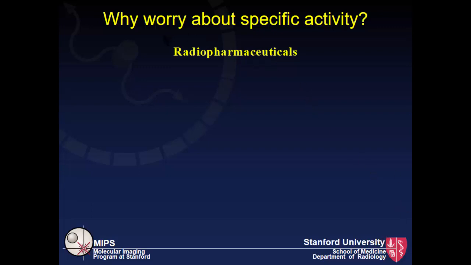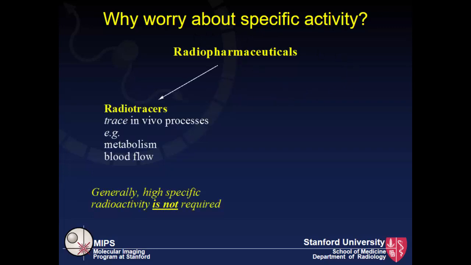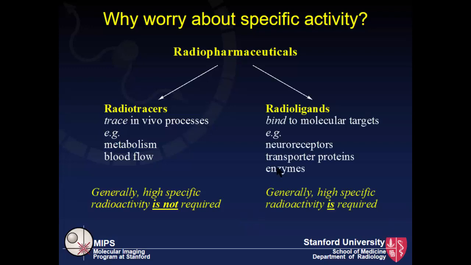The term radiopharmaceuticals could be further refined to categorize a set of compounds called radiotracers. These are the tracers that trace in vivo processes, looking at metabolism and blood flow. Generally, high specific activity is not required in this case. However, if we're looking at radioligands, another category describing radiopharmaceuticals, they have to bind to molecular targets such as receptors, proteins, and enzymes. Generally, high specific activity is required.